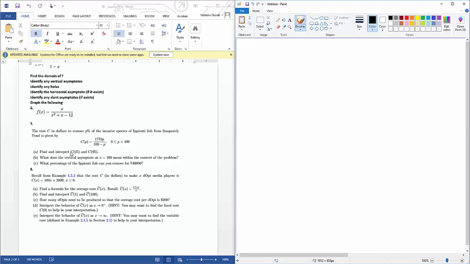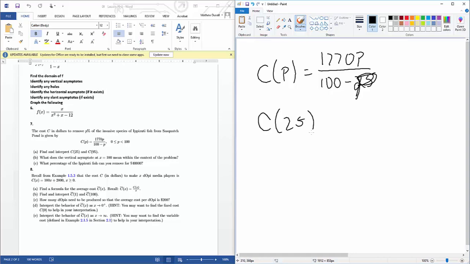Now remember, C of 25 just means you're taking 25 and you're plugging it in for P. Right? That's like if C, sorry, that's a P. So C of 25.